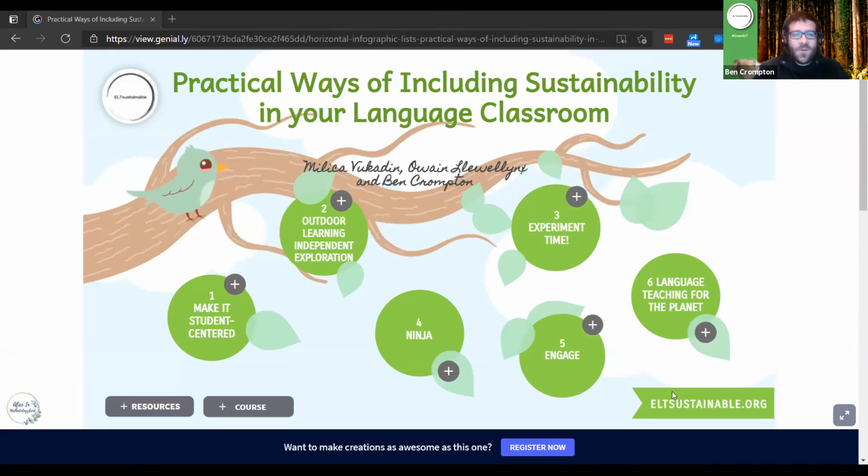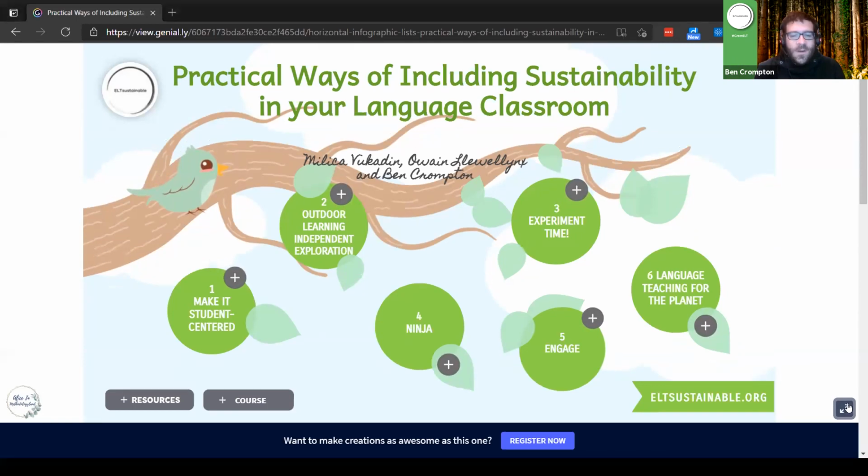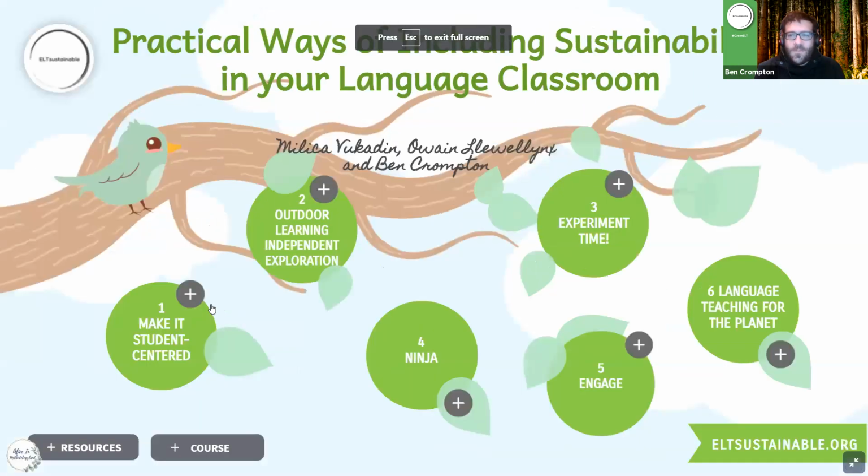Now, an aspect of green ELT that I am especially interested in is finding ways to keep sustainable issues in my ELT classroom student-centered. By this, I mean, if you look at green topics in ELT course materials, you'll find that there's a polar bear problem.